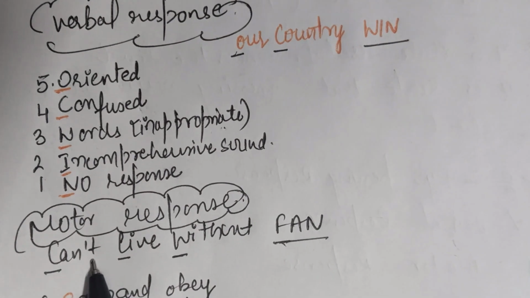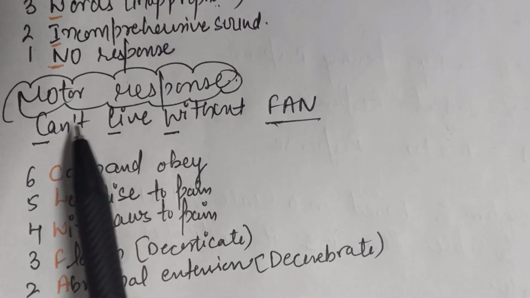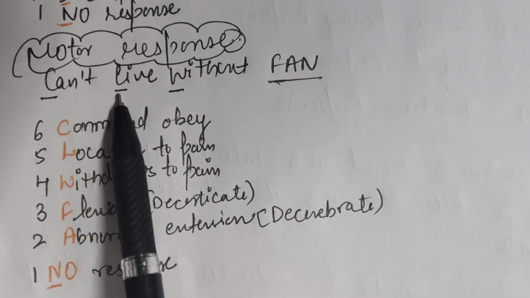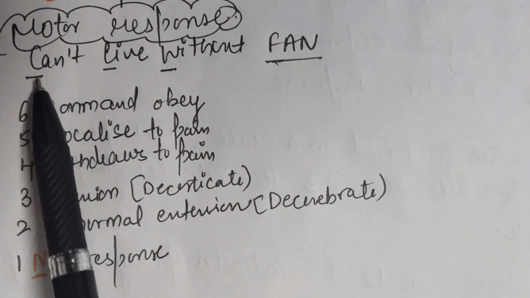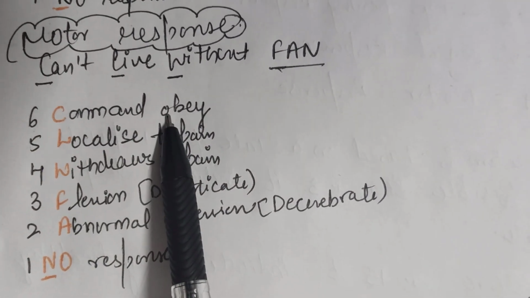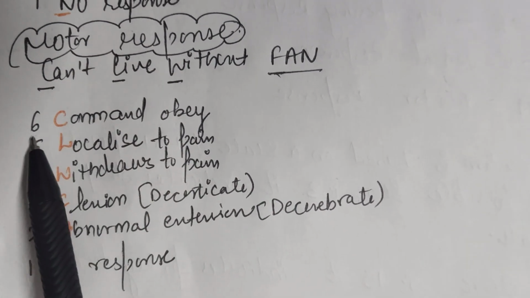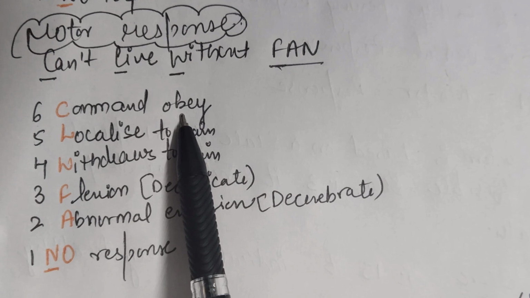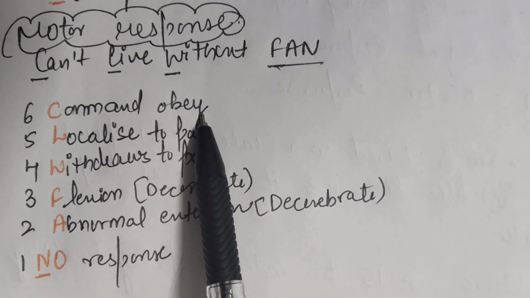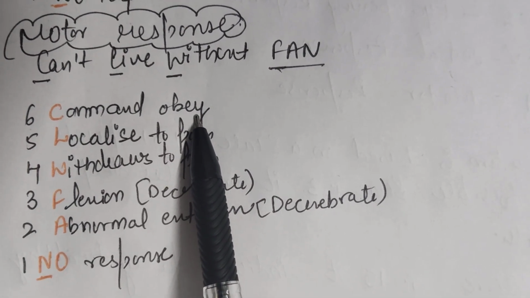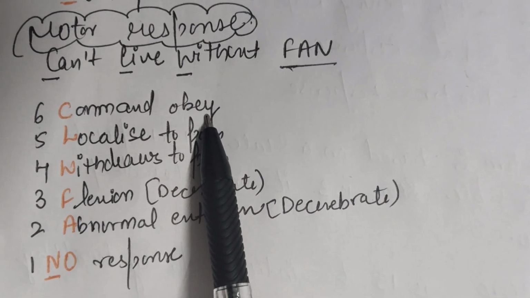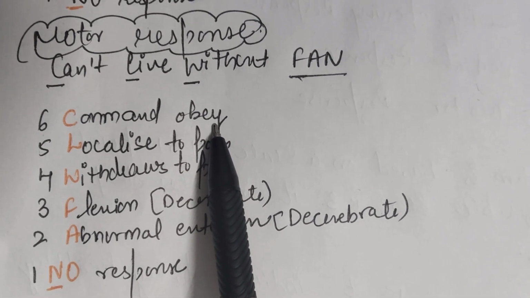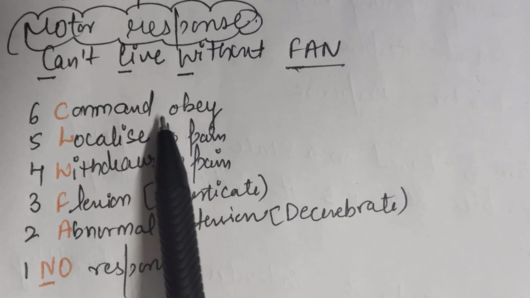Next is motor response. The third component of GCS is motor response. We can use the trick cannot live without fan. Cannot, C is for command obey. So in this we give 6 score. When the patient is responding to our commands, like when we ask the patient to pick up his hand or arm, the patient does the same. That means the patient is obeying our commands.